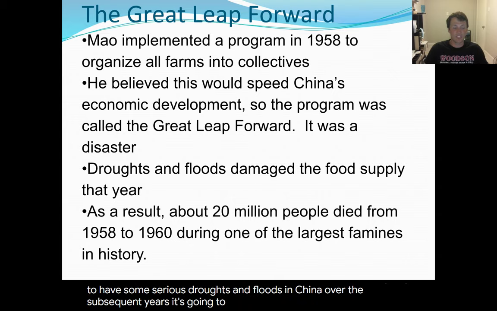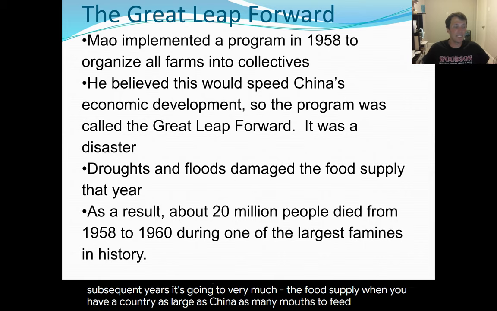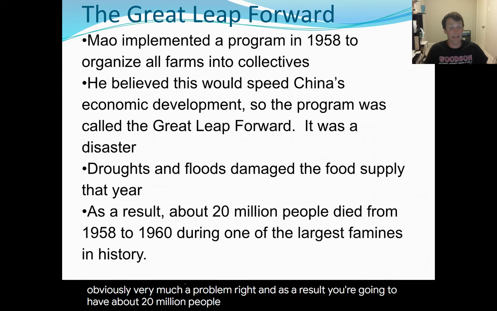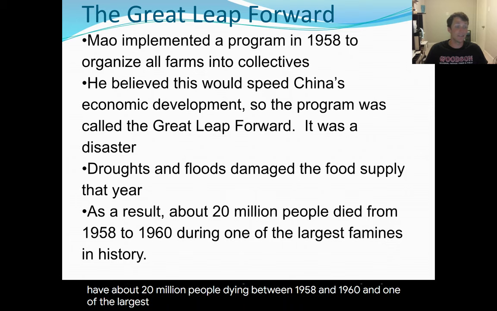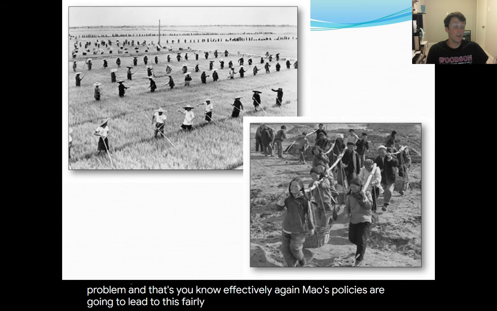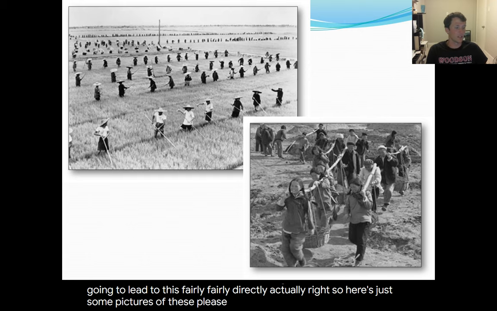It's going to very much damage the food supply, and when you have a country as large as China, with many mouths to feed, that's obviously very much a problem, right? And as a result, you're going to have about 20 million people dying between 1958 and 1960 in one of the largest famines in all of human history. So that's a bit of a problem, and effectively, again, Mao's policies are going to lead to this fairly directly, actually. Right, so here are just some pictures of these farm collectives.